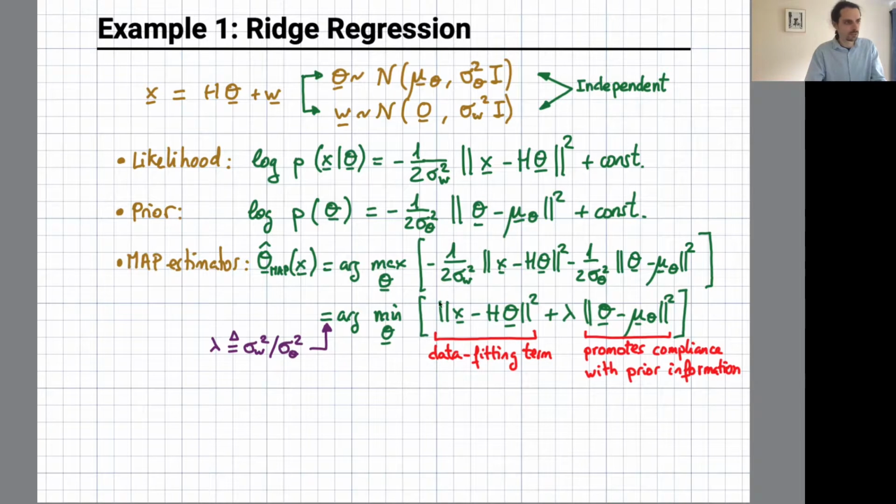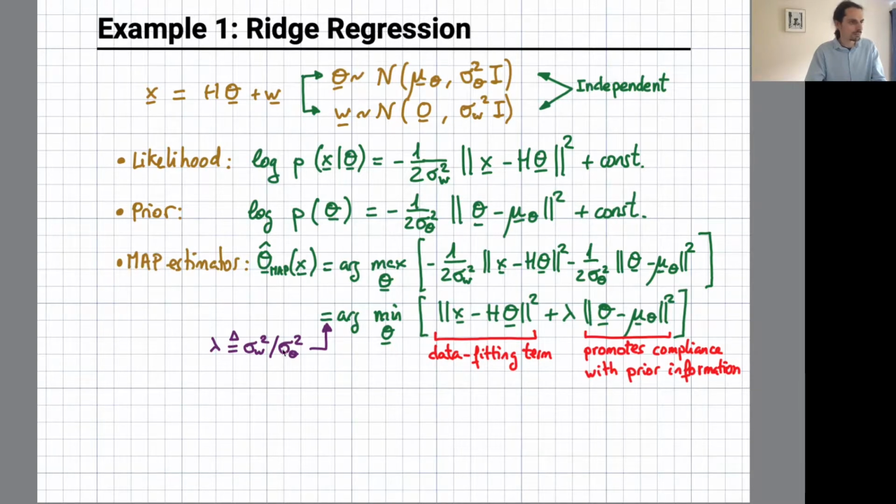On the one hand, this term pushes theta in the direction of what our eyes say, and on the other hand, this second term pushes theta in the direction of what our prior information says. And the balance is set by lambda, which is very natural if we think about it.